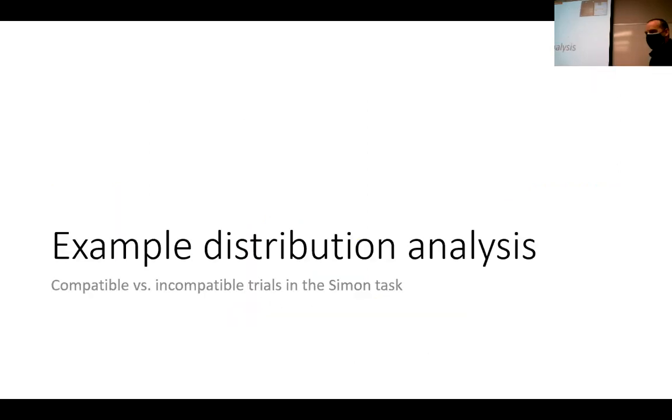So do y'all have any questions about ex-Gaussian distribution functions, the 3 parameters, before we go through another example?